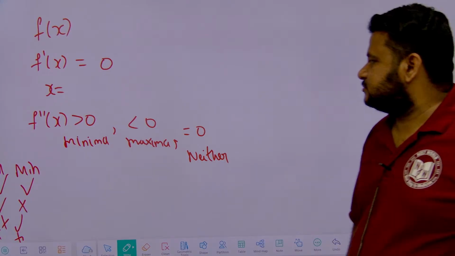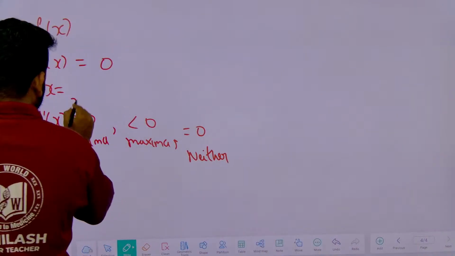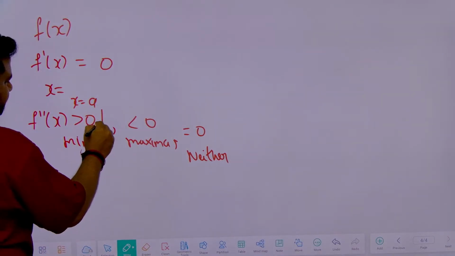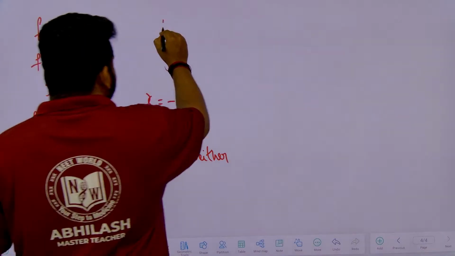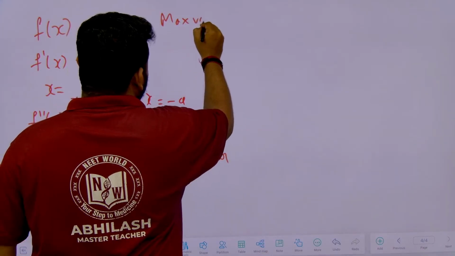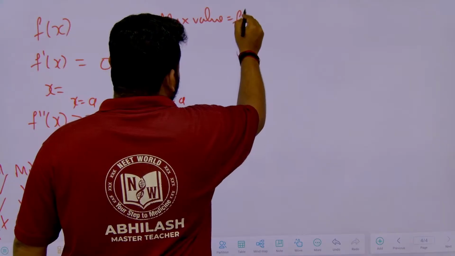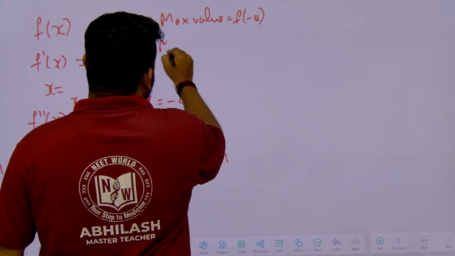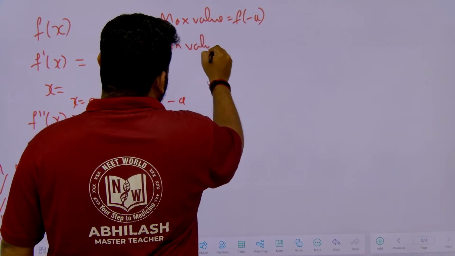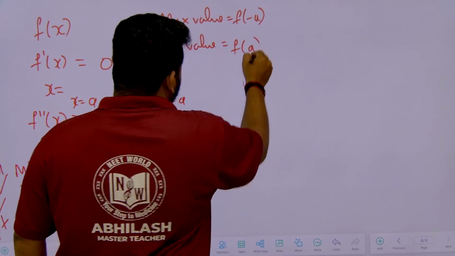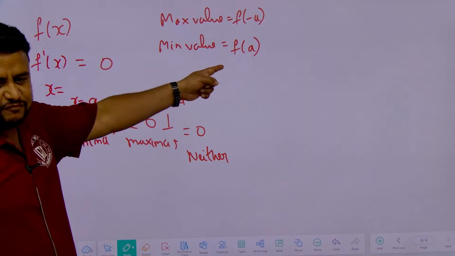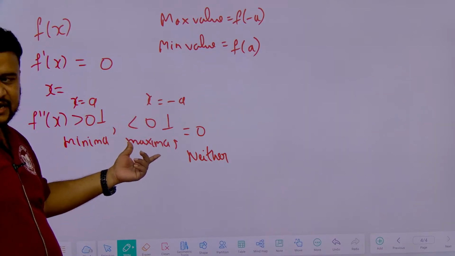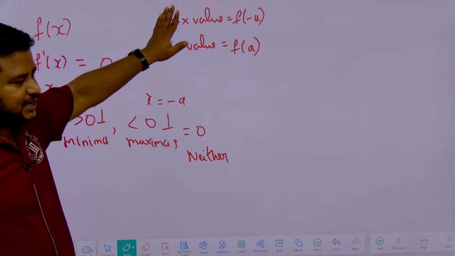Suppose for x is equal to a, you are getting minima, and for x is equal to minus a, you are getting maxima. So the maximum value will be f of minus a. The minimum value will be f of a, because for a only you are getting minima. For minus a you are getting maxima, so f of minus a gives the maximum value.